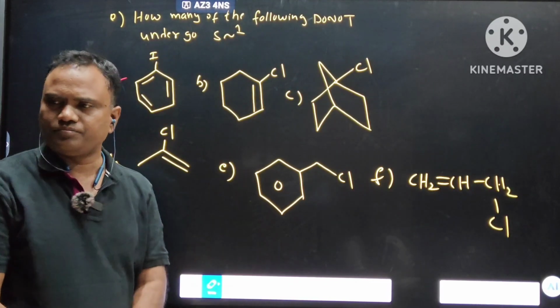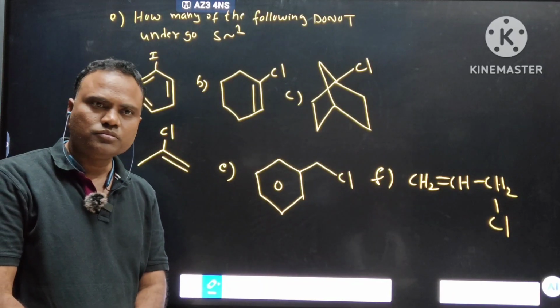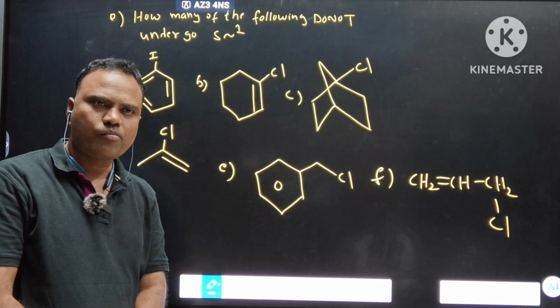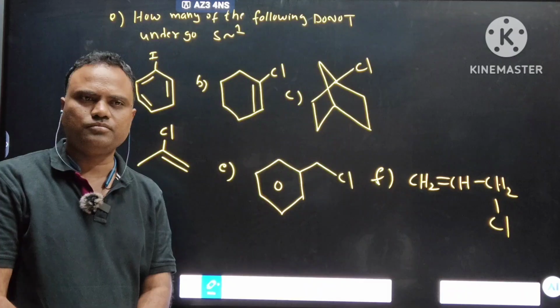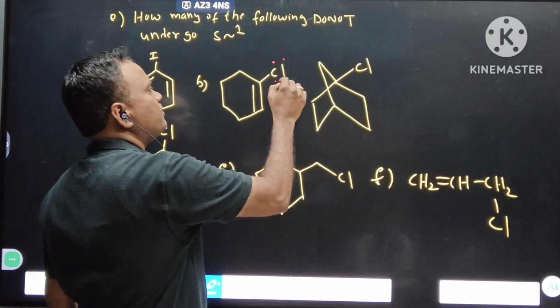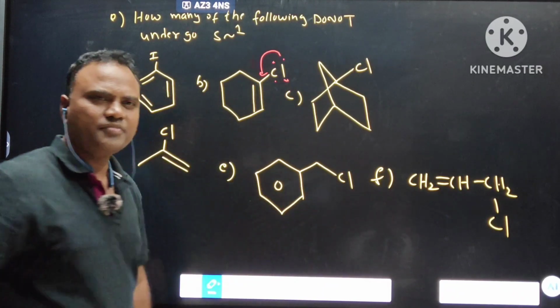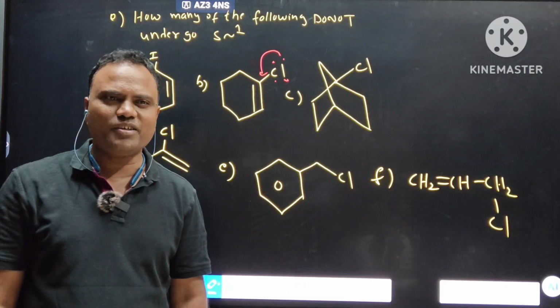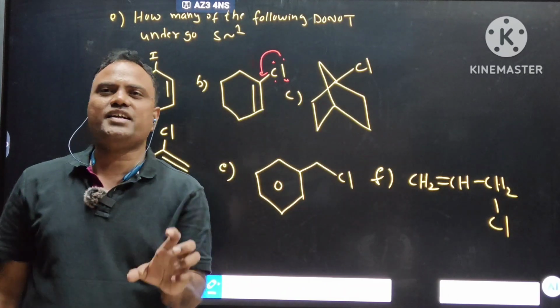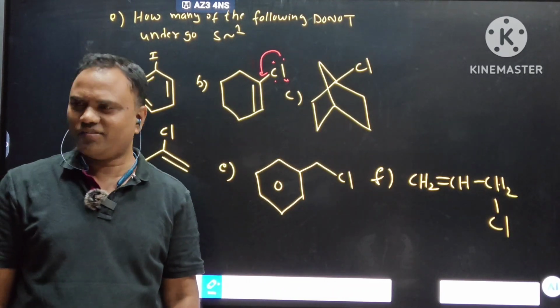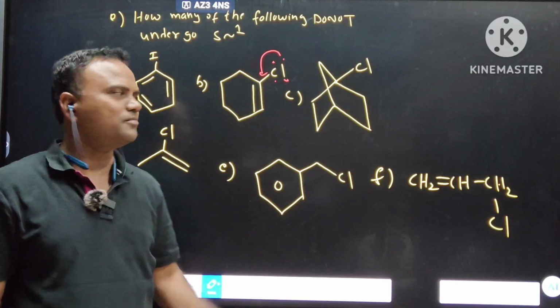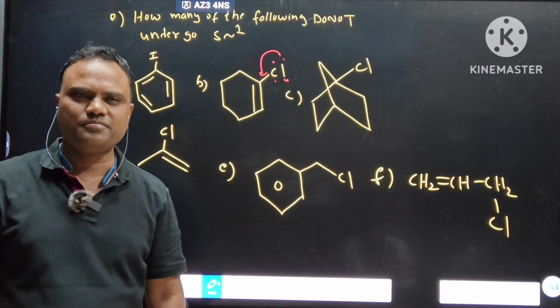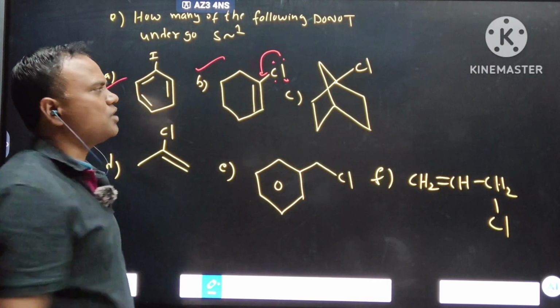Next, B. Does it undergo or not? Do not undergo. The chlorine lone pair participates in the resonance. Not only vinyl, always: if a halogen is directly connected to a double bond, PDC takes place. Also do not undergo.